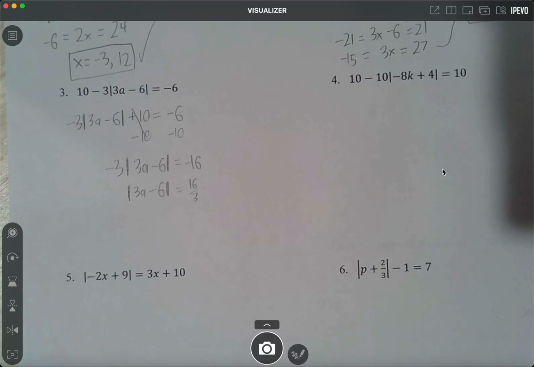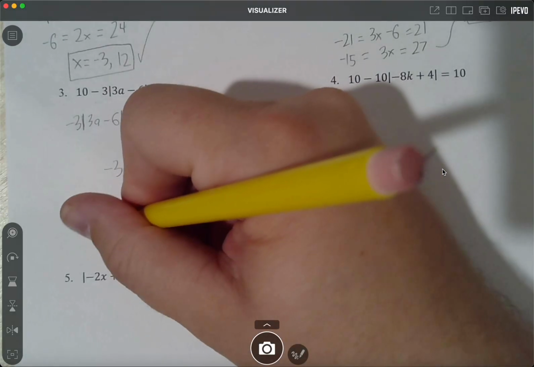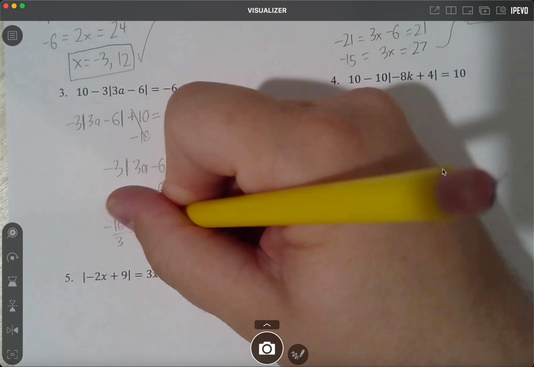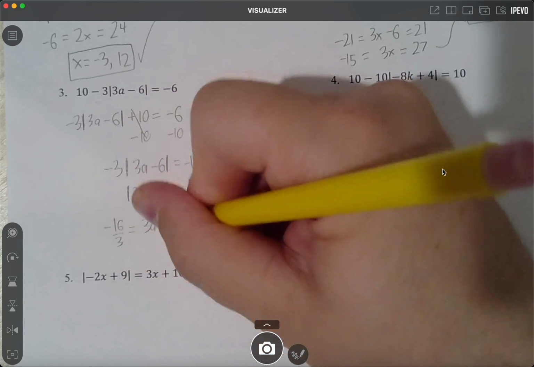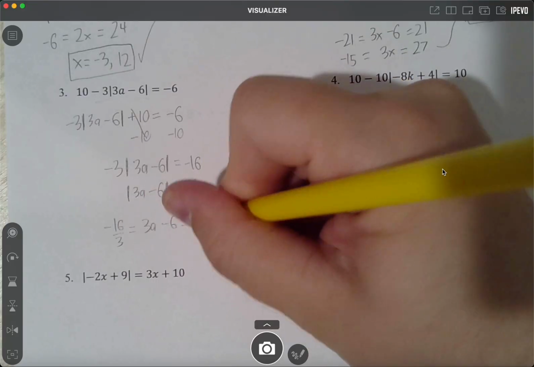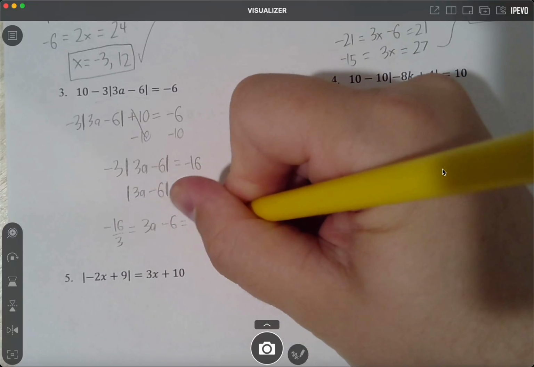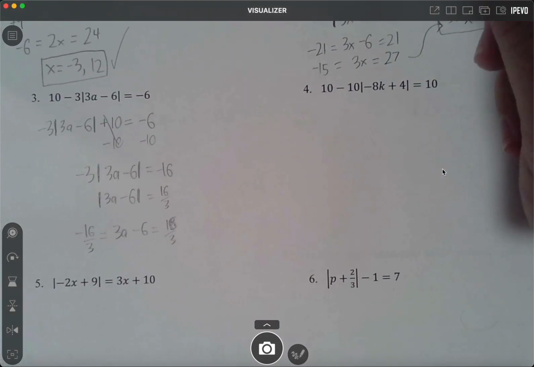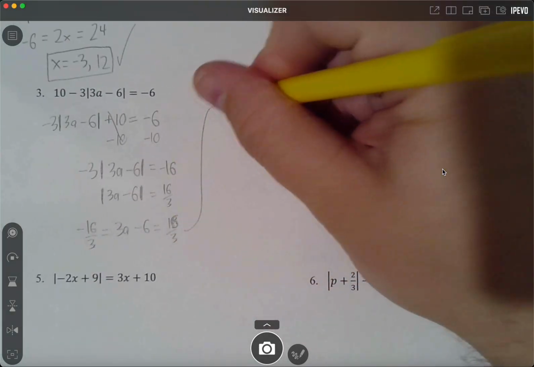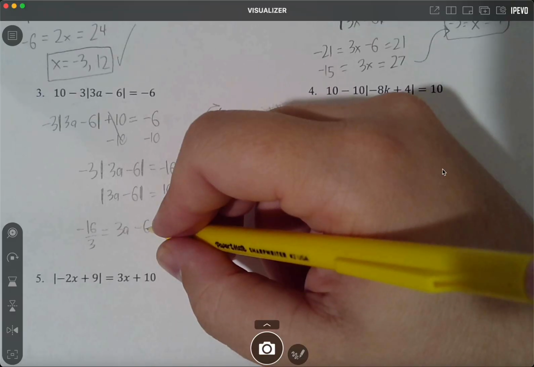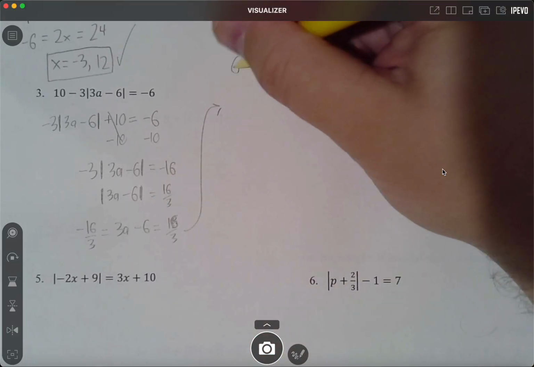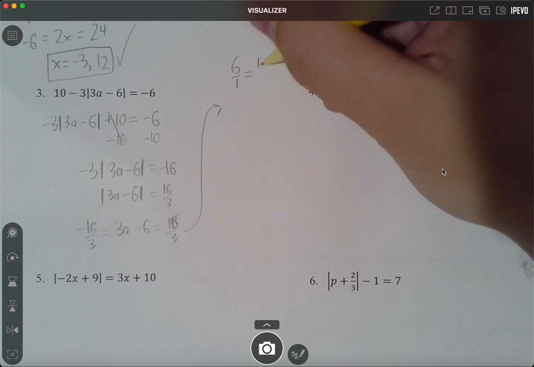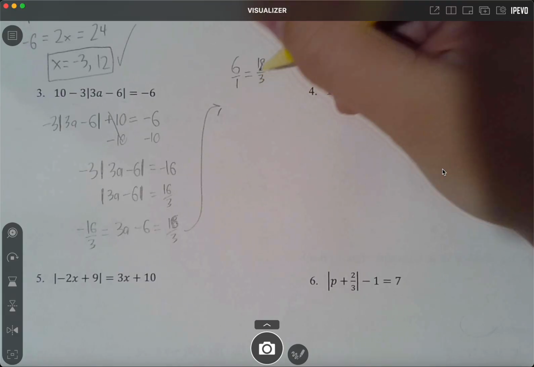We can do it. So what we now have is the negative 16/3 on the left. We have our 3a minus 6 in the middle. We have our positive 16/3 on the right. Now, what are we going to do about that? First, we're going to add 6 to both sides. And I'm just going to write 6 over 1 is equal to 18 over 3.